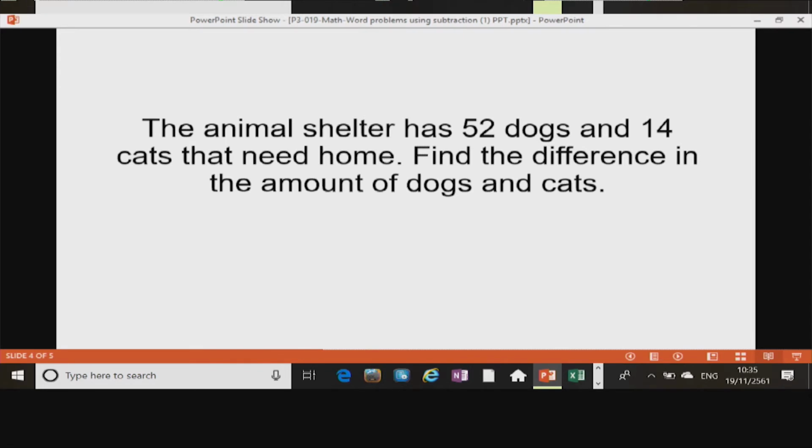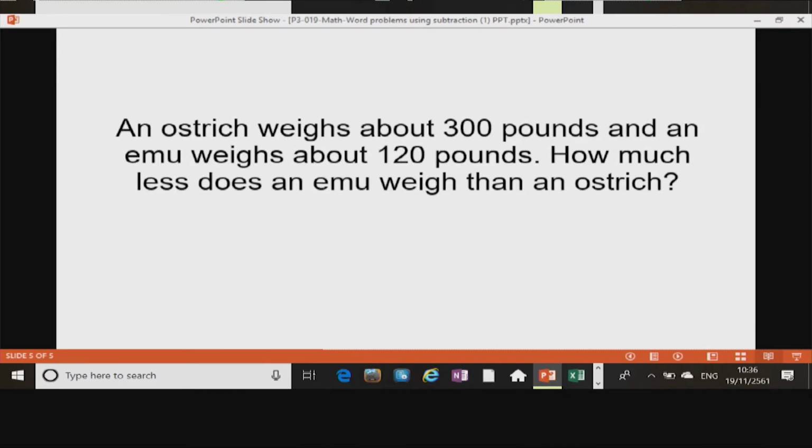38. So 52 is the number of dogs. So if we take 14 from 52, we have 38. So there are 38 more dogs than cats. Okay? Because 52 minus 14 equals 38. And the last one.